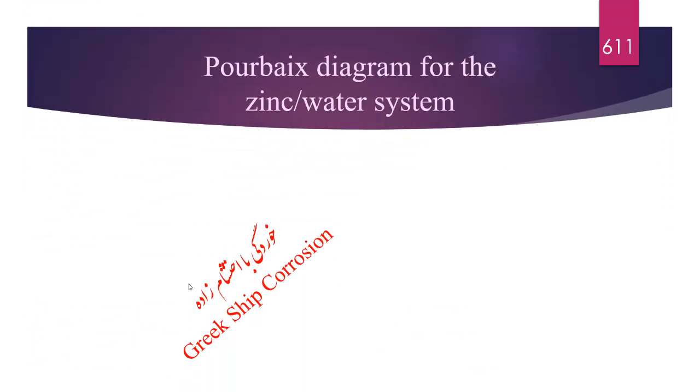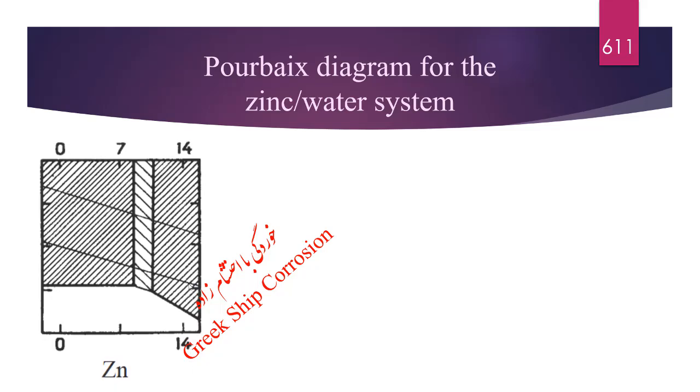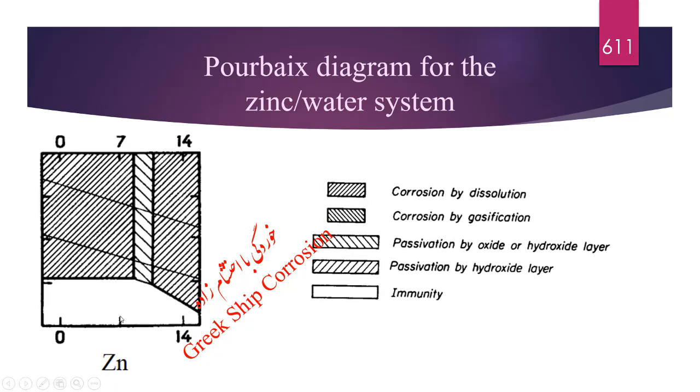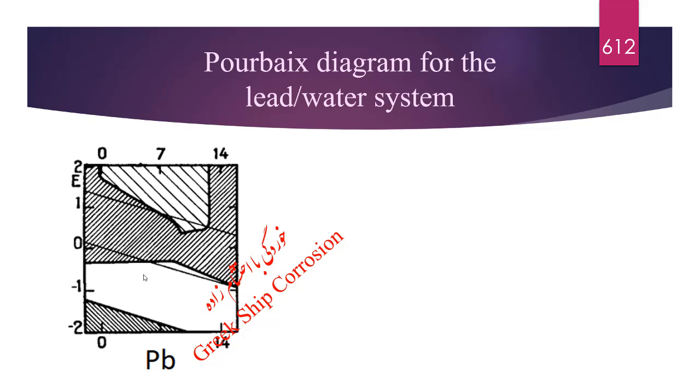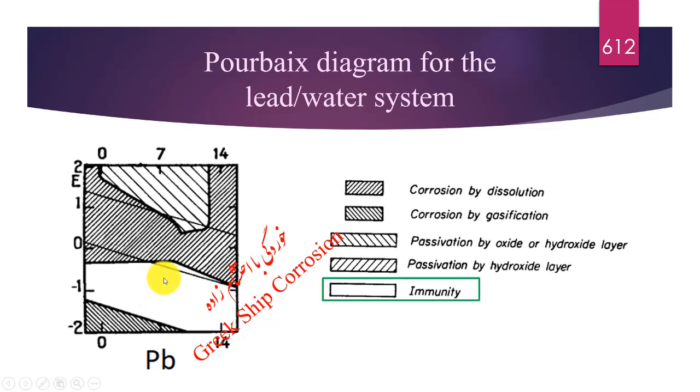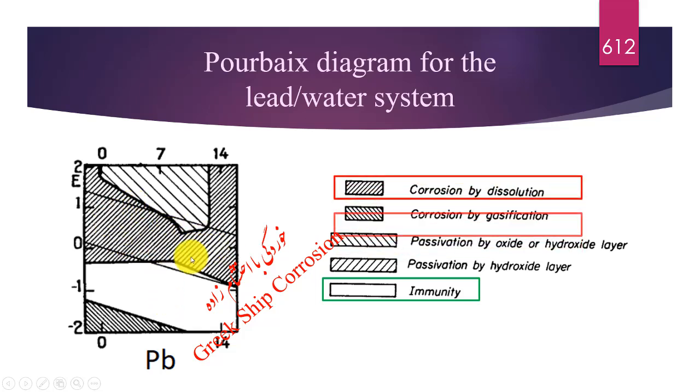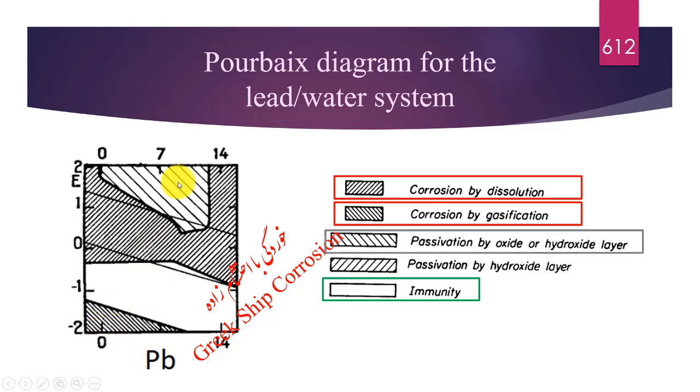Pourbaix diagram for the zinc-water system. Immunity zone, corrosion by dissolution, passivation by oxide or hydroxide layer. Pourbaix diagram for the lead-water system. Immunity region, corrosion by dissolution, corrosion by gasification, passivation by oxide or hydroxide layer.